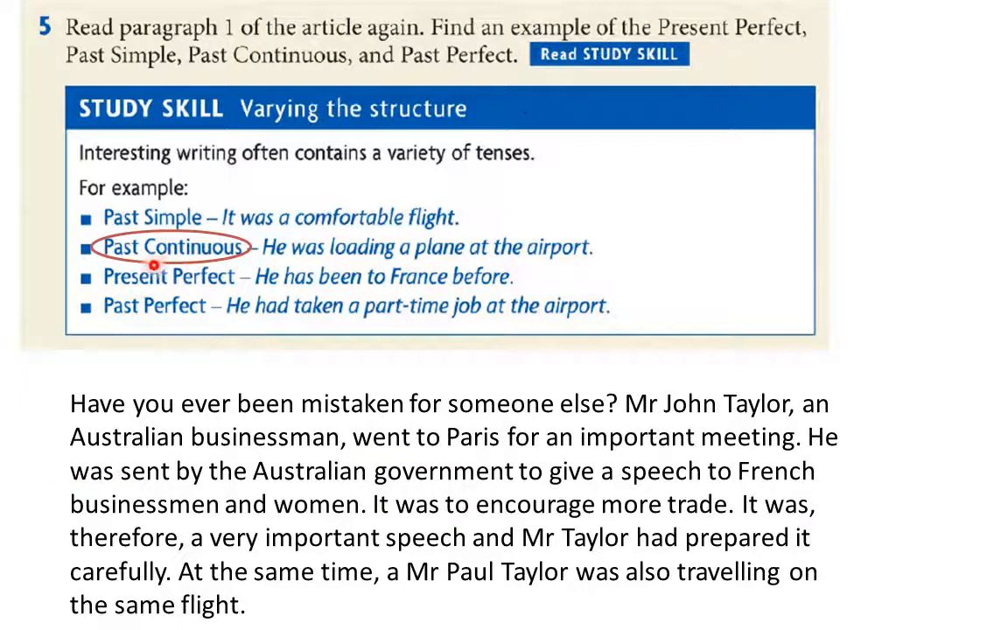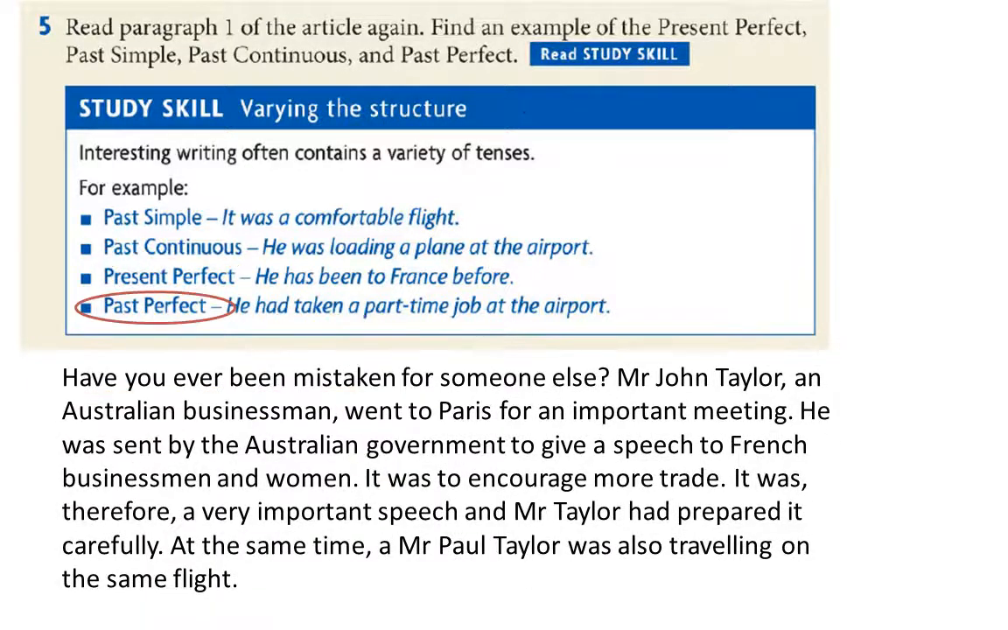Past continuous. We have only one example, which is Mr. Powell Taylor was also traveling. Present: Have you ever been mistaken for someone else? And this one is past perfect. Mr. Taylor had prepared it carefully.